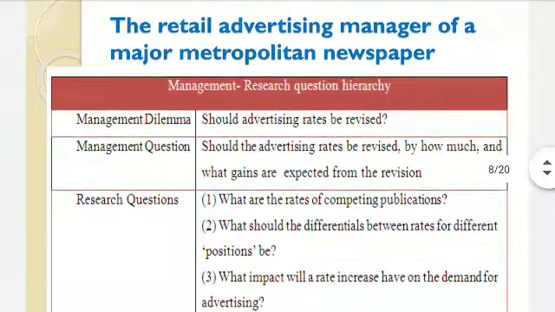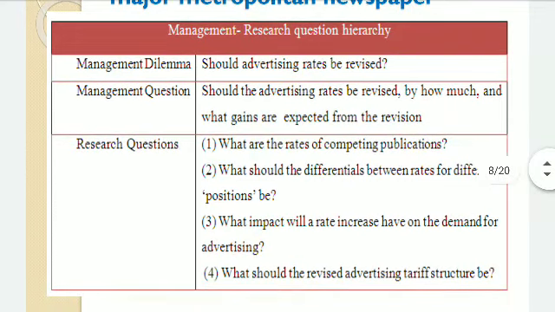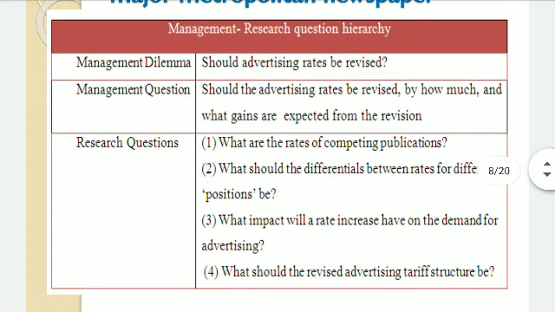Again, we will take one more example. The retail advertisement manager of a major metropolitan newspaper. So what is the management dilemma? Should advertisement rates be revised? This is the management dilemma. They may be happy with the current rate, and they are considering whether to increase the rates or not. So how are you going to convert this? Should the advertisement rate be revised, by how much, and what are the gains expected from the revision? Maybe gains or maybe losses, that is the next question.